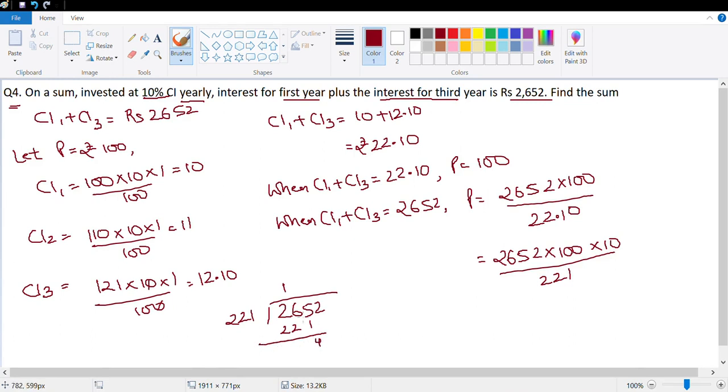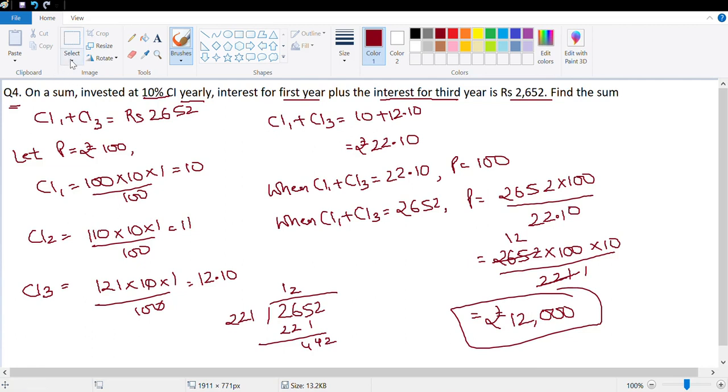5 minus 1, 4. 6 minus 2, 4. And 2. Now this is 2. This was simple. So 221 into 12 is equal to 2652. And what we have is 12 with 1230. So that's 12,000. So when the principal is 12,000, the sum of compound interest for first year and third year would be 2,652. Let's look at the next question.